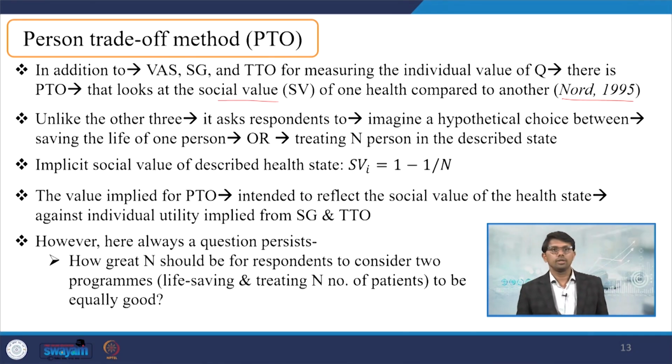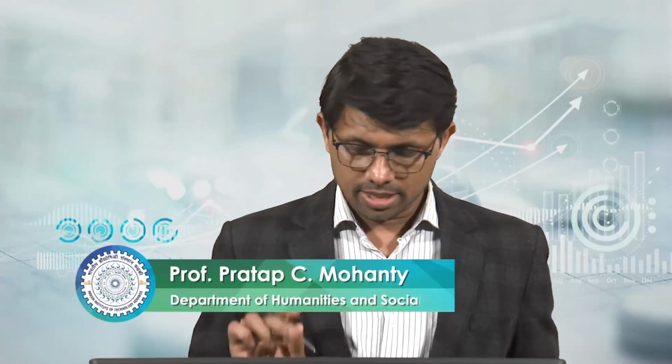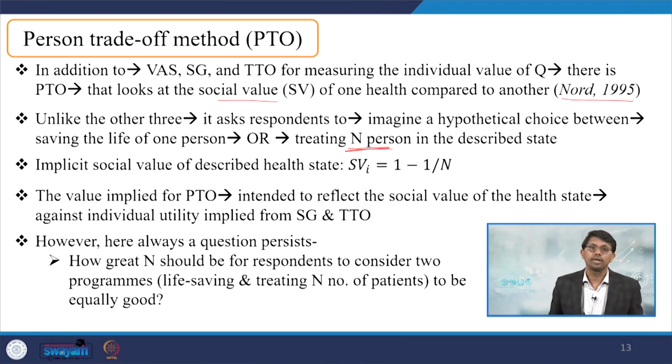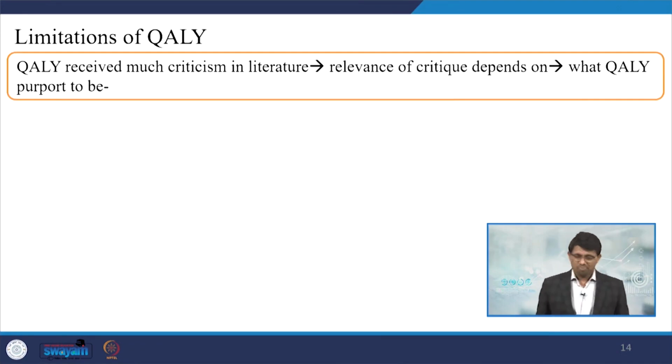However, a question always persists: how great should this size N, which we just referred to for the social value, be for respondents to consider two programs, life saving or treating N number of patients, to be equally good? By referring to these discussions, we are mentioning the limitations of QALY, which we already started.